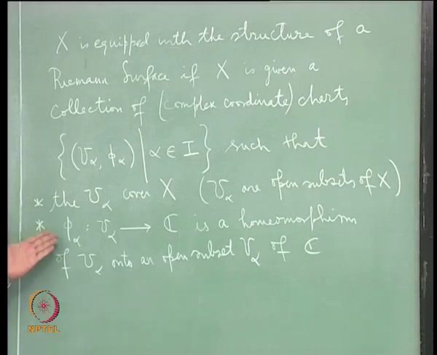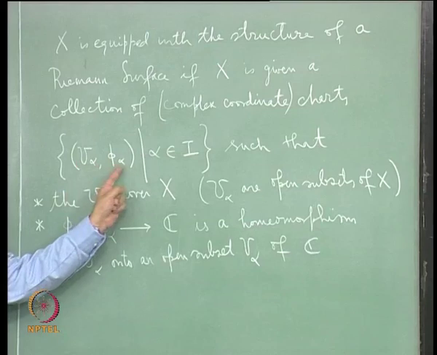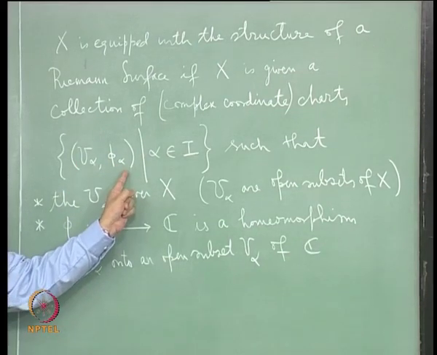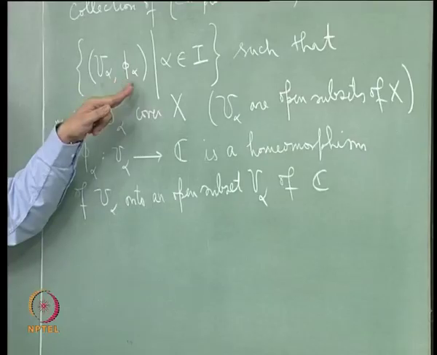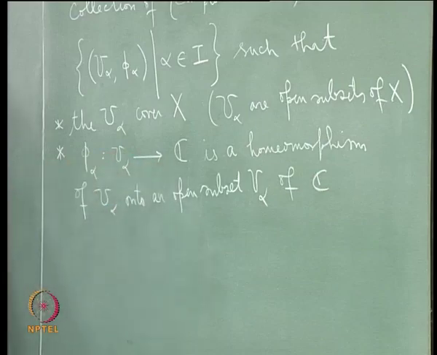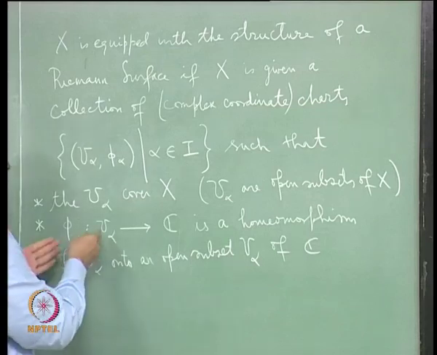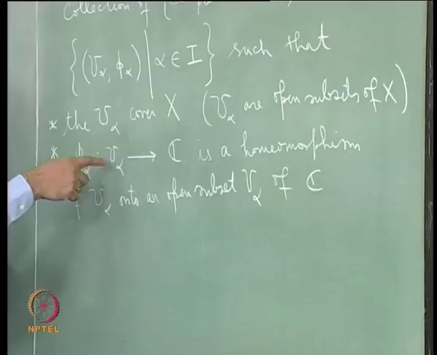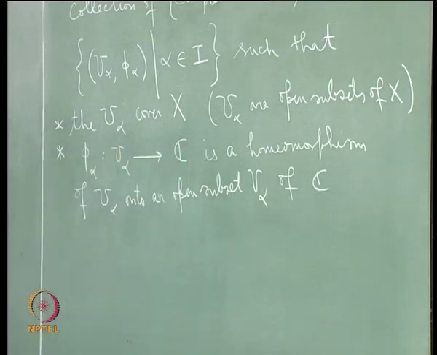So, every chart consists of two data. The first datum is an open set, and the second datum is an identification of that open set with an open subset of the complex plane. The second one is called a coordinate map, and the whole thing together is called a coordinate chart. The essence of this is that every point in U_alpha is uniquely identified with a point in the complex plane by phi_alpha.